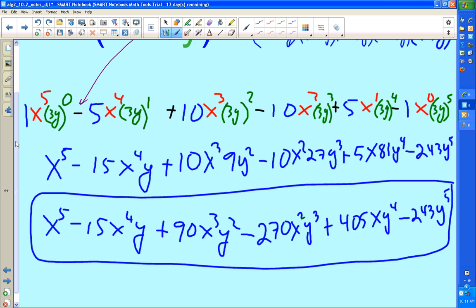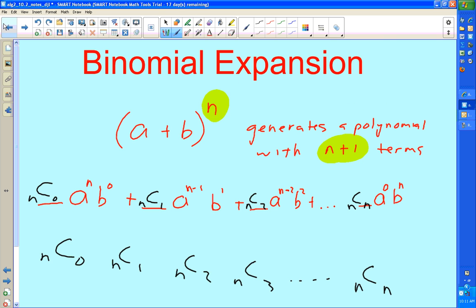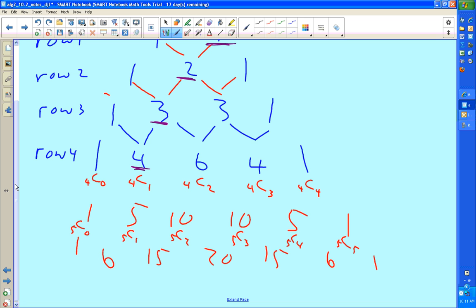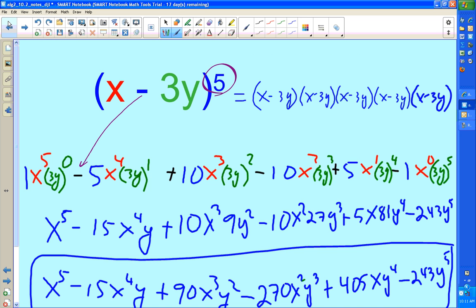The coefficient part I get from Pascal's triangle. So go to the power here, you get a 5. Go back to Pascal's triangle, which I have right here, and we go to row 5. 1, 5, 10, 10, 5, 1. Okay, do you know how to generate this? Okay. So when you get to row 5, second number is a 5. We take those coefficients, and that's the first thing that went down in blue.